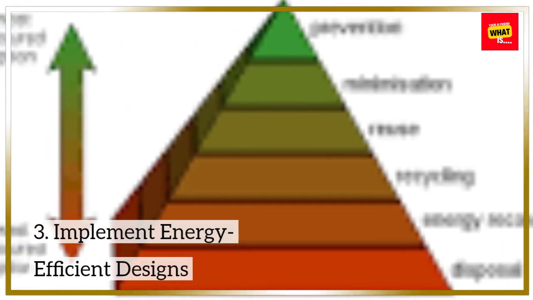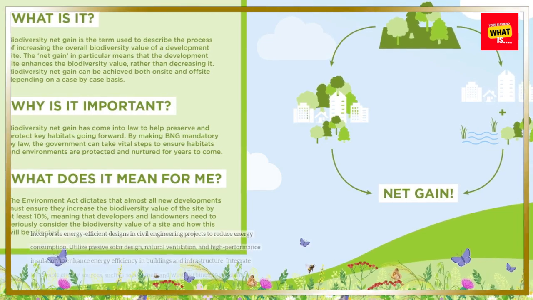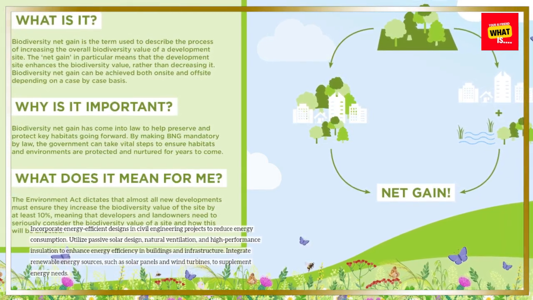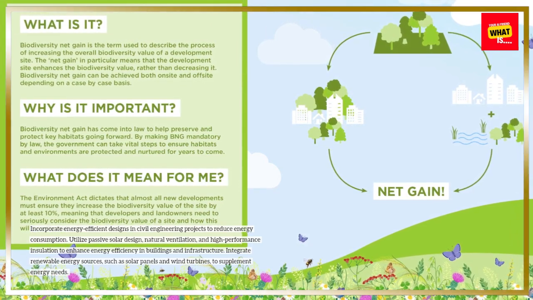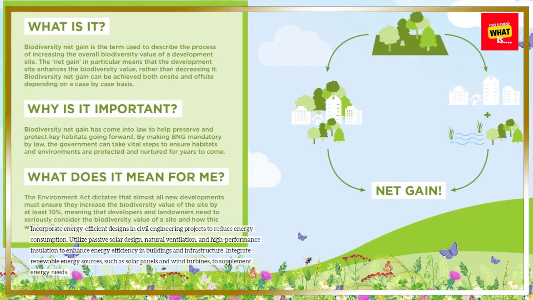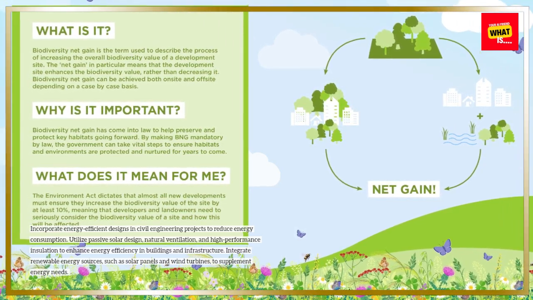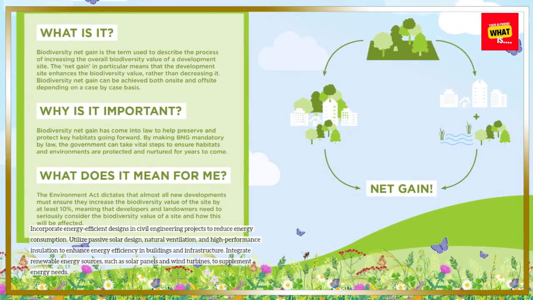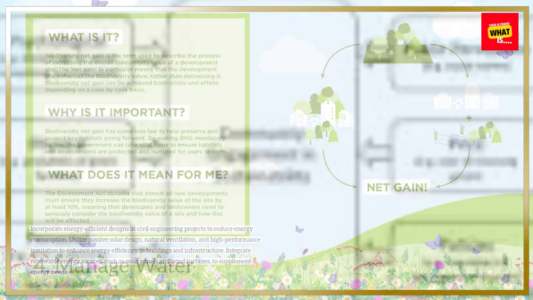3. Implement energy-efficient designs. Incorporate energy-efficient designs in civil engineering projects to reduce energy consumption. Utilize passive solar design, natural ventilation, and high-performance insulation to enhance energy efficiency in buildings and infrastructure. Integrate renewable energy sources, such as solar panels and wind turbines, to supplement energy needs.